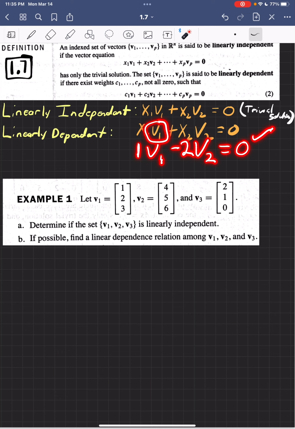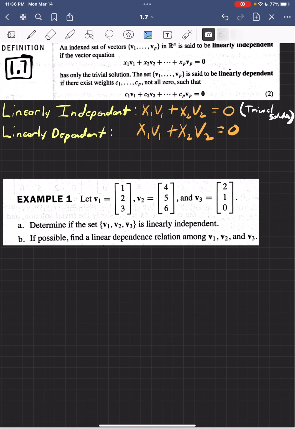Well, in that case, you found weights, 1 and -2. You found scalars that would make your equation equal 0, aside from just choosing 0, 0. So, linearly dependent, more than just the trivial solution. Linearly independent, only the trivial solution. That's kind of the informal yet index card approach to these definitions.